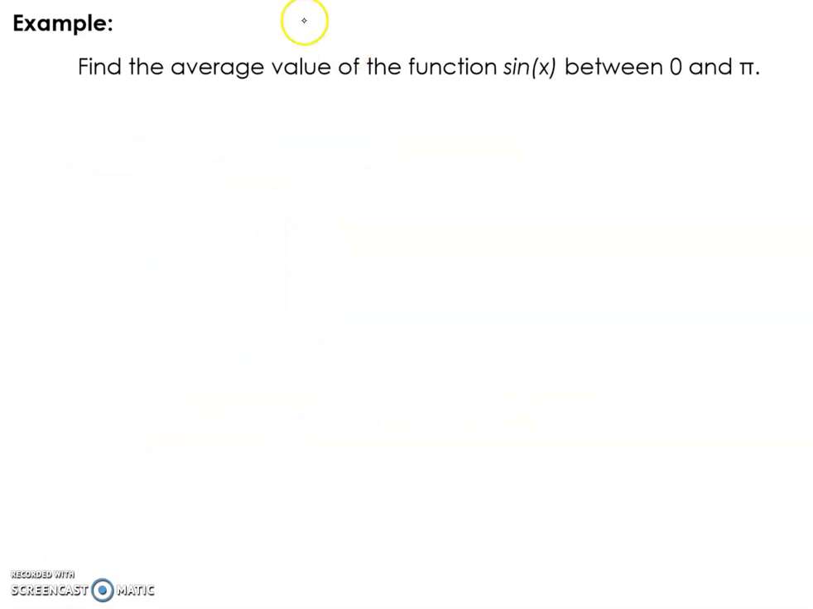Let's look at another one. Find the average value of the function sine of x between 0 and pi. So 0 and pi are our interval, so a is 0 and b is pi. So 1 over b minus a, pi minus 0 is pi, times the integral from 0 to pi of sine of x dx. So I'm going to again keep that 1 over pi on the outside since that's my constant.